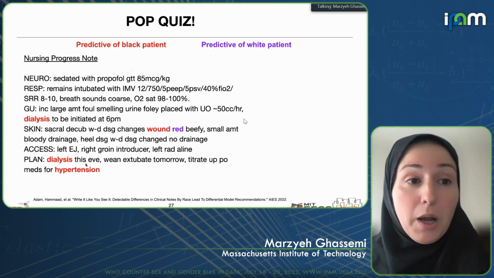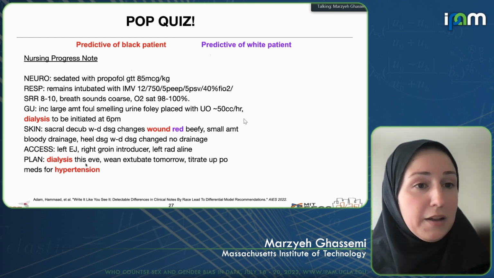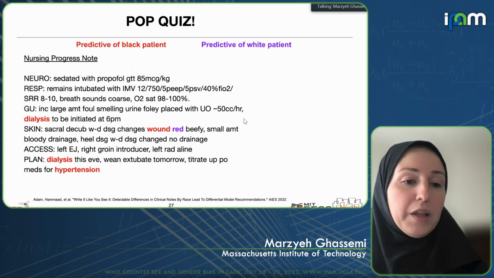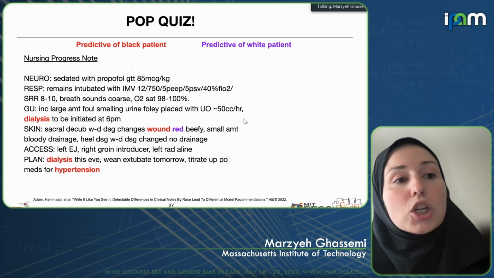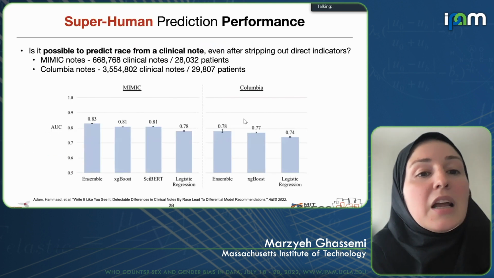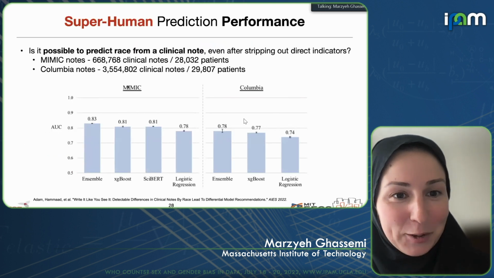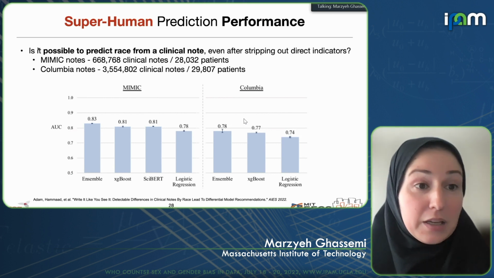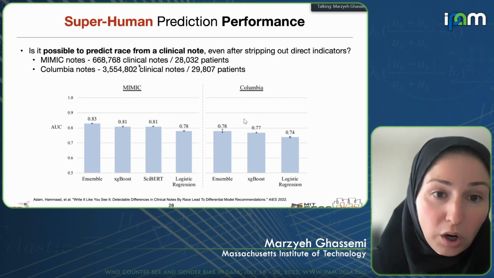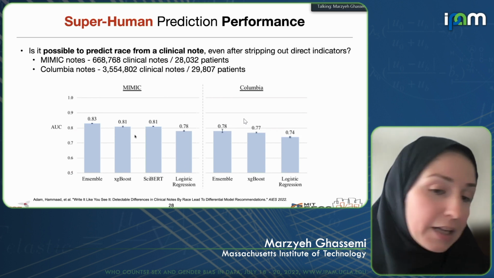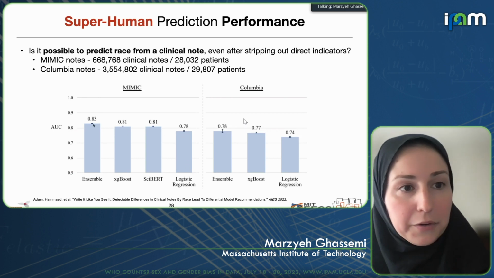In the Boston population that goes to the specific set of hospitals, there are more patients with dialysis and hypertension or African American. And this is all self-reported race, not genetic ancestry. So we find that it's possible to predict race from a clinical note even after you strip out the direct indicators on two different data sets, the MIMIC notes from Boston and the Columbia notes from New York, at a very high level, even when you use really simple models. And it gets better as you use slightly more complicated models.